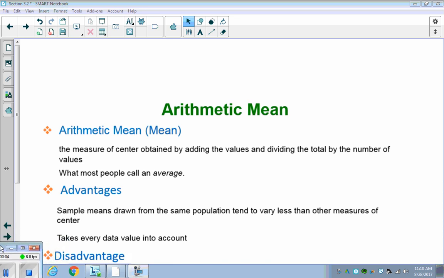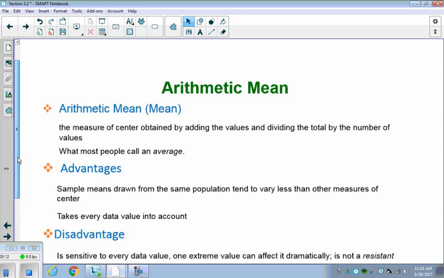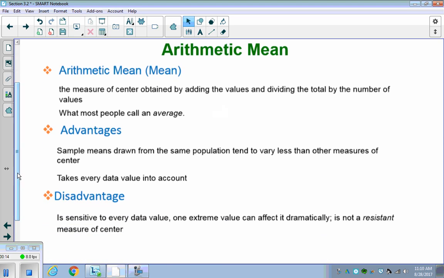Okay, so this is section 3.2, so we're already getting into chapter 3. Now we're going to get into some of the calculations, some of the things that we do in statistics. So we're getting a little bit away from vocabulary. We still have some reasons and things that we have to know for vocabulary.